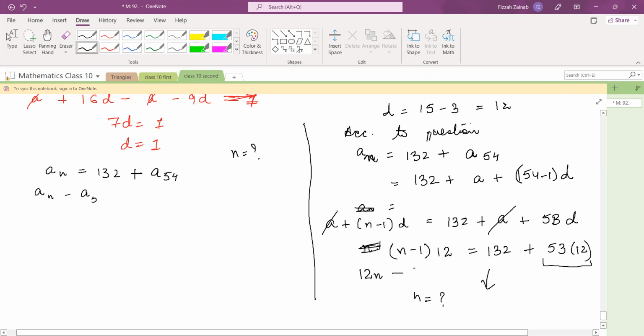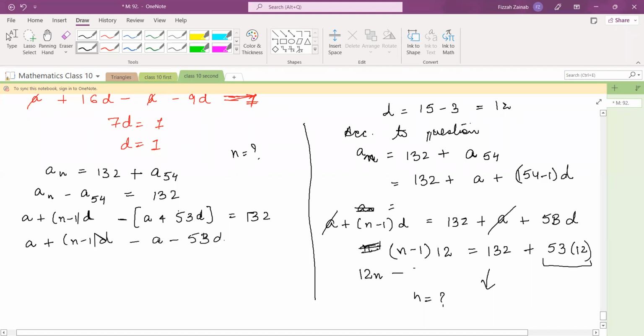So an minus a54 is equal to 132. You write a plus n minus 1 into d, and then minus a plus 53d, is equal to 132. If you open the bracket, a plus n minus 1 into d minus a minus 53 into d is equal to 132. Now a cancels out. Now you take d common. Inside you have n minus 1 and then minus 53, which is equal to 132. So d is 12, and n minus 54 is equal to 132.